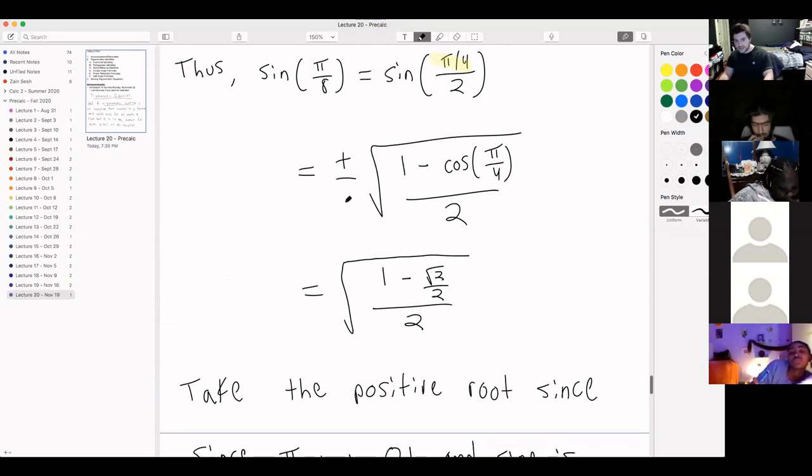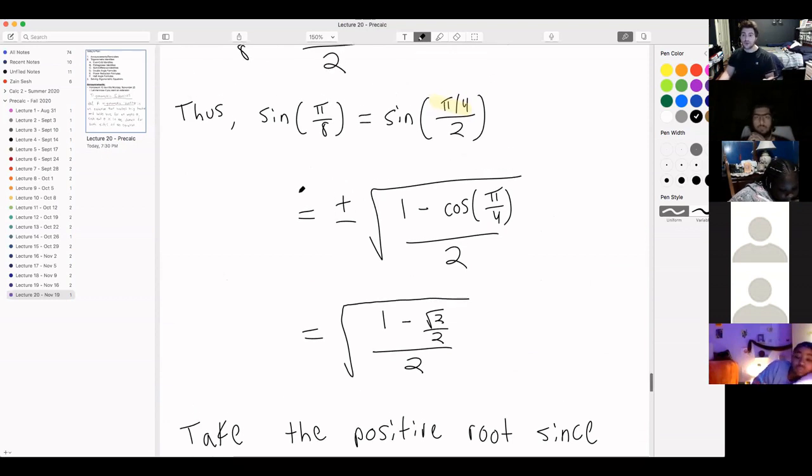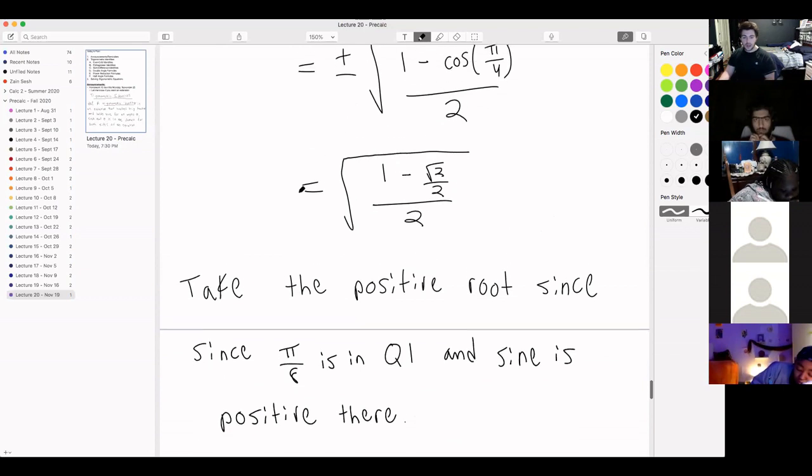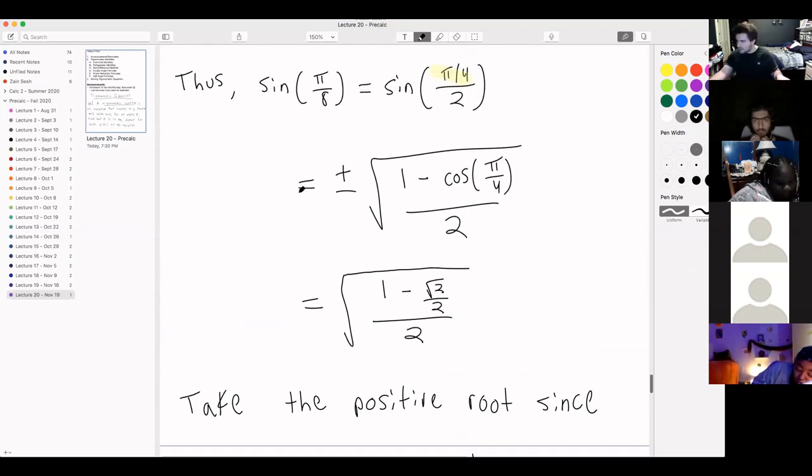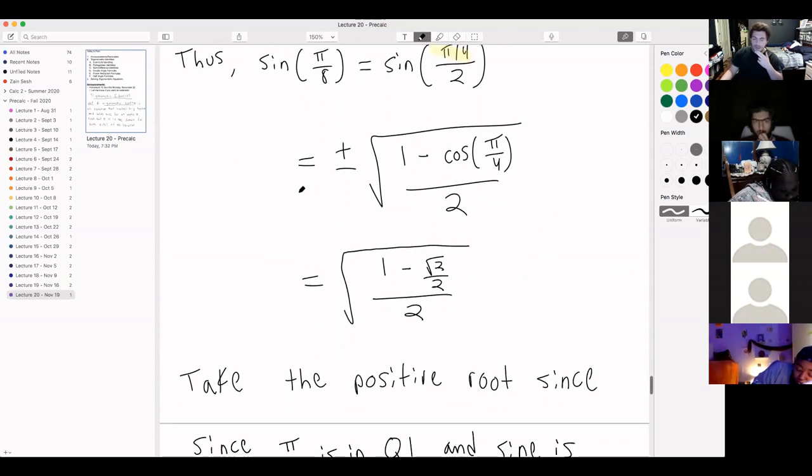So I have rejected this negative root. I just took the positive one because we're in the first quadrant where sine is positive. All right, so any questions here? This one can be a little tricky, I think, but just please let me know. You'd first have to verify which quadrant you're in.